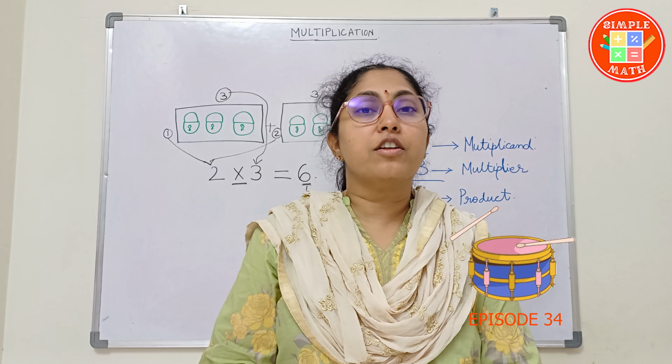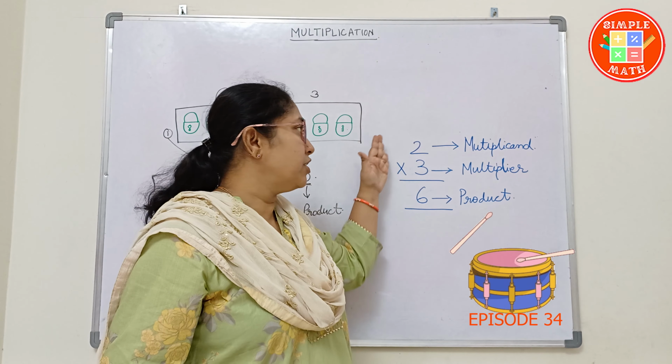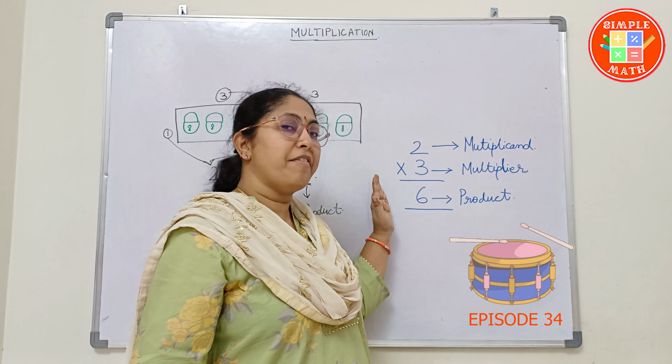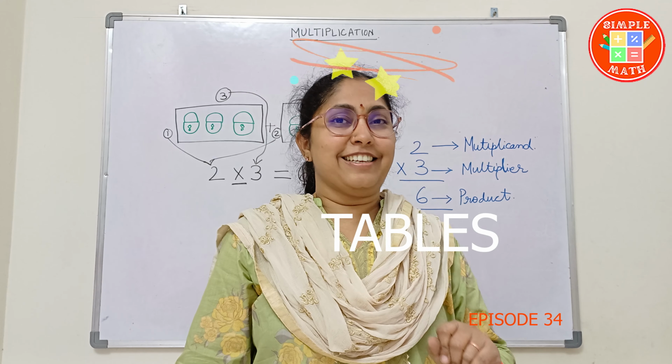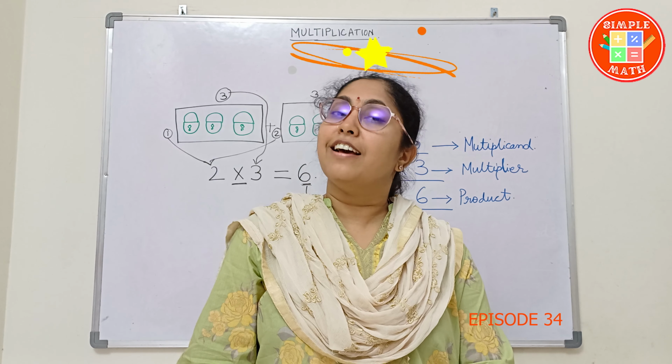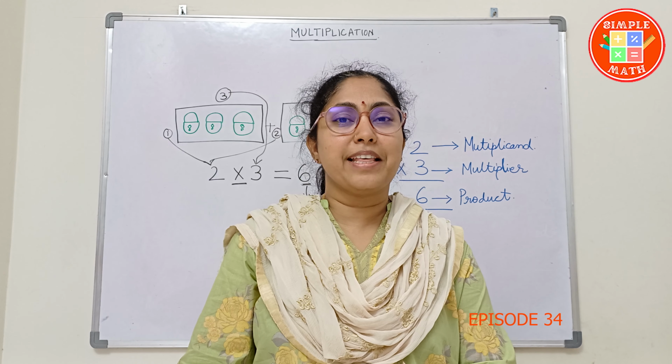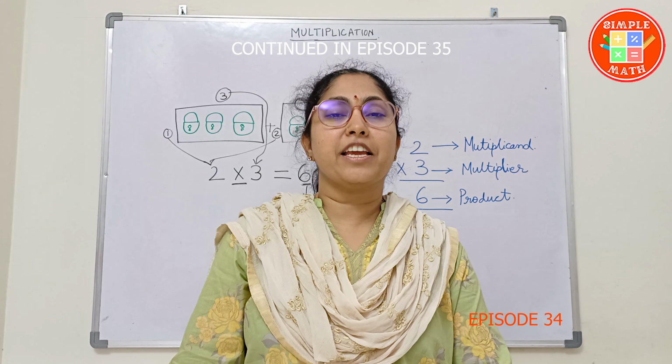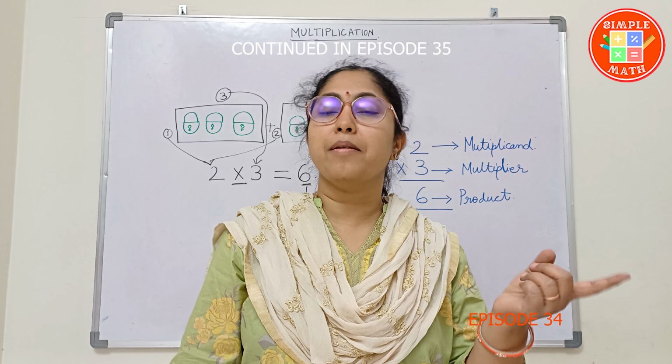So if you want to multiply any numbers, 1 digit by 1 digit or 2 digit by 1 digit or 2 digit by 2 digit, you have to learn tables, right? You have to learn tables. Now learn the tables and be ready with them. We'll start doing multiplication of a 2 digit number by a 1 digit number.